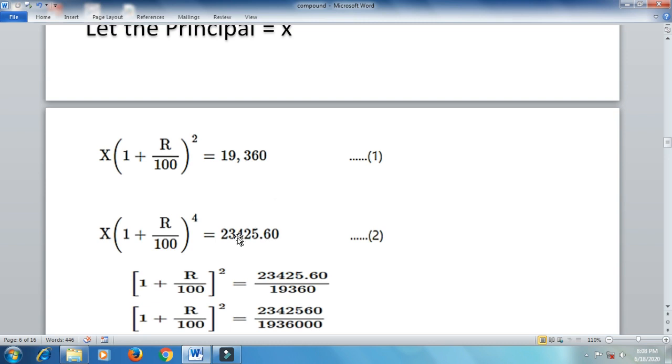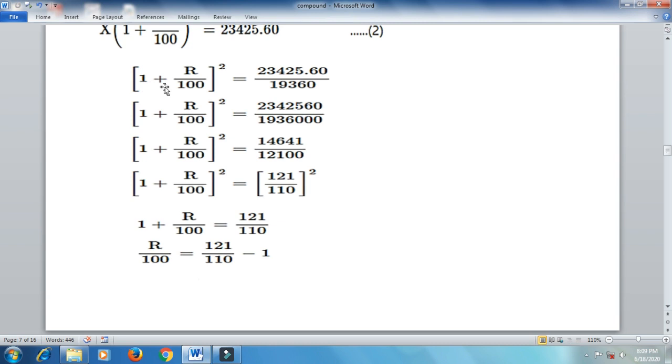So let us divide result number 2 by result number 1. When you divide 2 by 1, x and x get cancelled. Then 1 plus r by 100 remains the same, to the power 4 and to the power 2. Once you divide equation 2 by equation 1, because equation 2 has the greater power, 4 minus 2, it results as 1 plus r by 100 to the power 2.